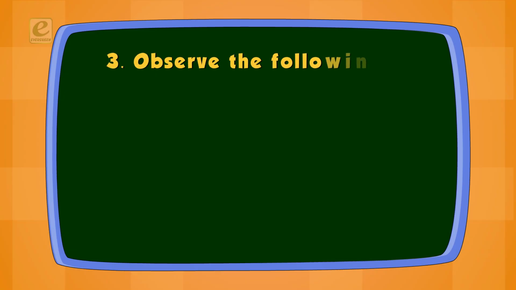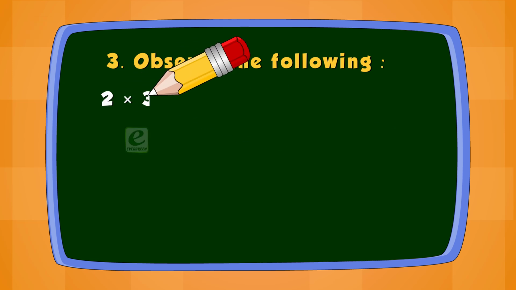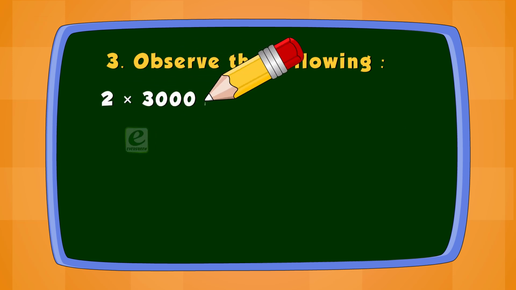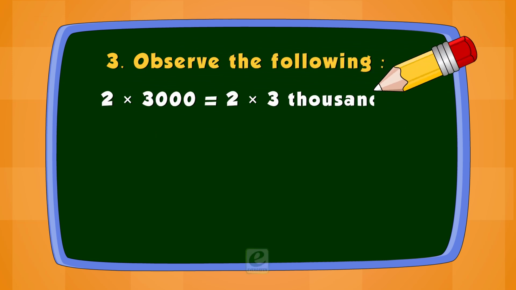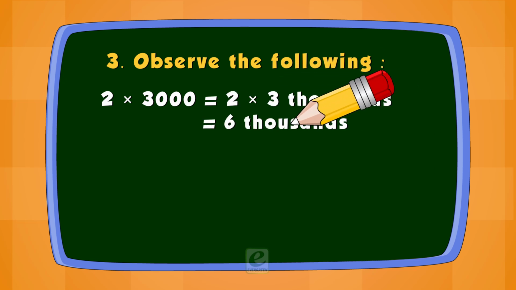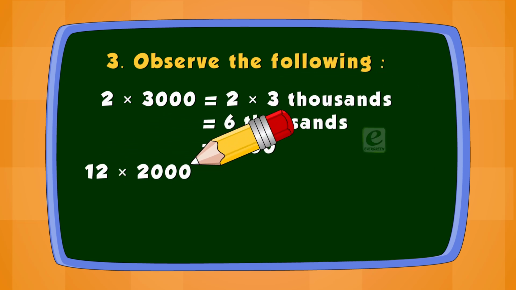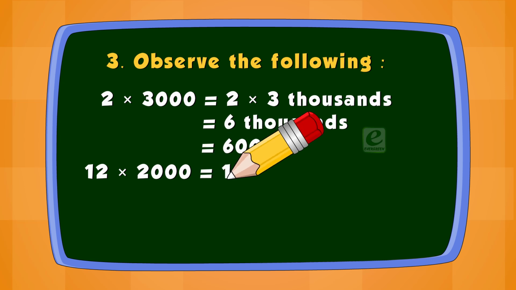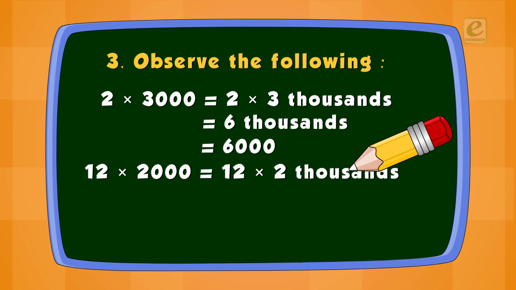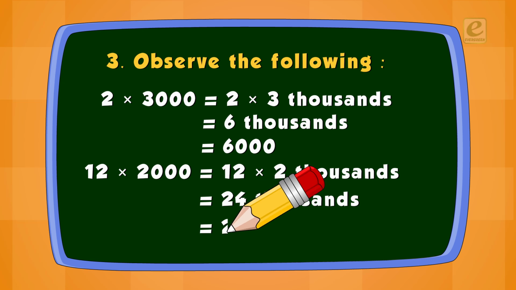Similarly, we will multiply numbers with thousands. Let's multiply 2 by 3000, or we can write 2 multiplied by 3000 is equal to 6000. Another example is 12 multiplied by 2000, or we can write 12 multiplied by 2000 is equal to 24,000.